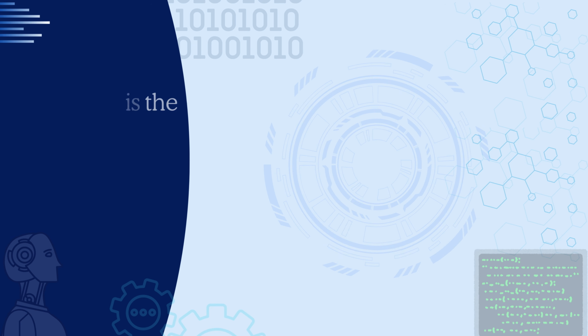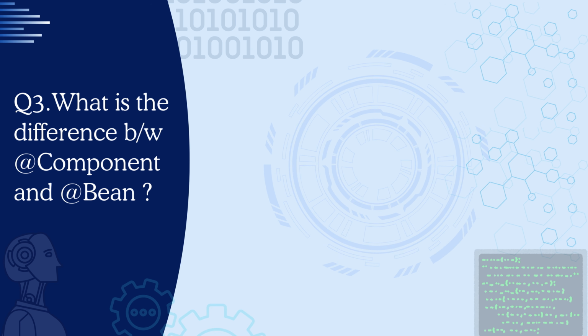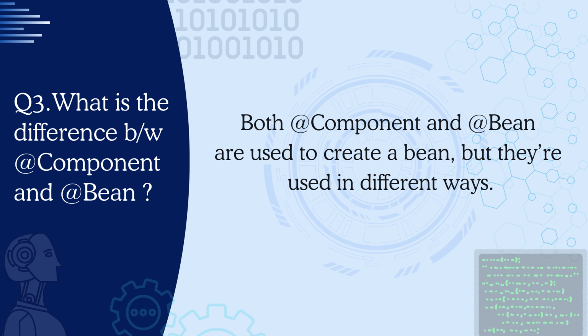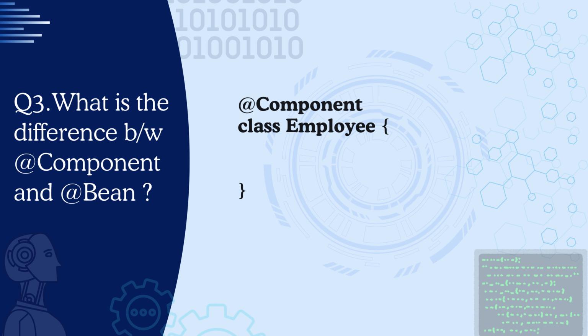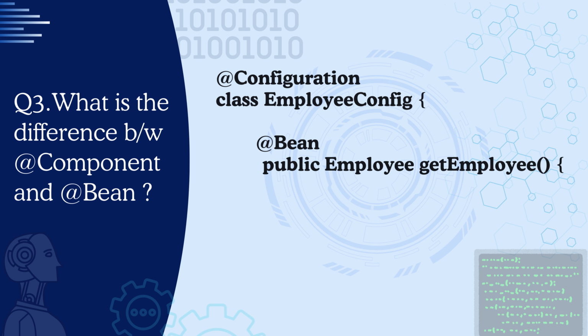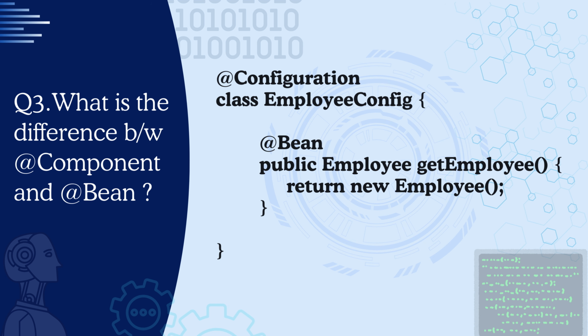Okay. Question 3. What is the difference between @component and @bean? Both @component as well as @bean are used to create a bean, but they are used in different ways. Component is placed directly on a class, so Spring automatically detects it and creates its bean. Whereas @bean is used on a method, and in the method you return the object of the class. This method is written inside a configuration class, that is a class which has @configuration annotation on it. Now it is mandatory to write @configuration on a class where you want to use @bean. Otherwise it won't work.